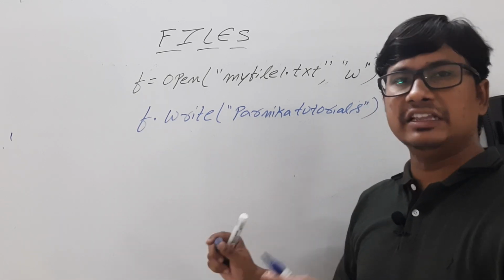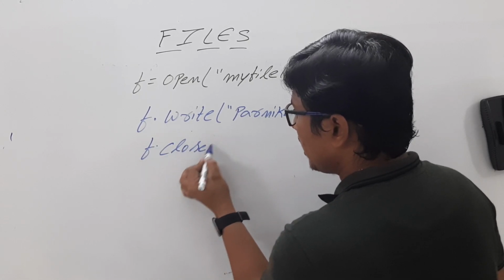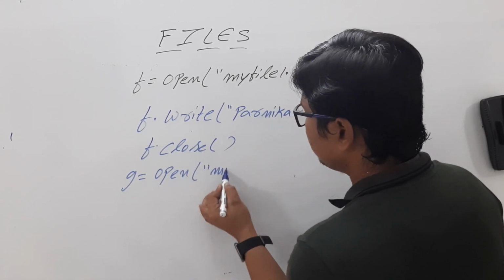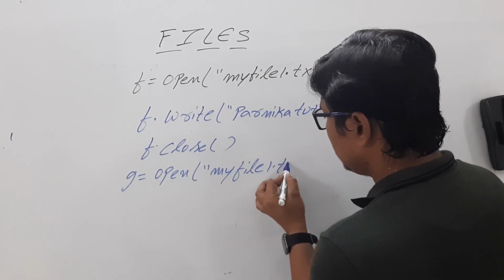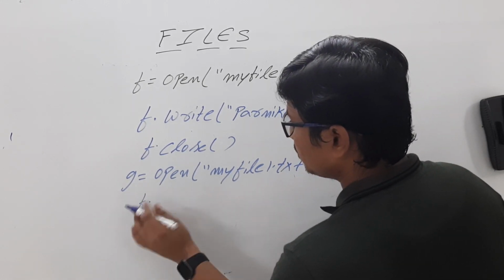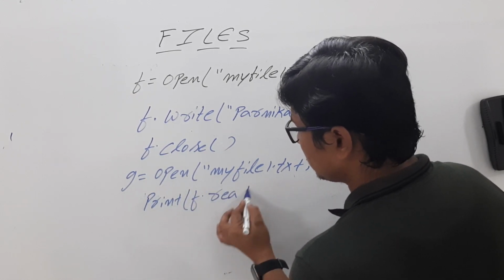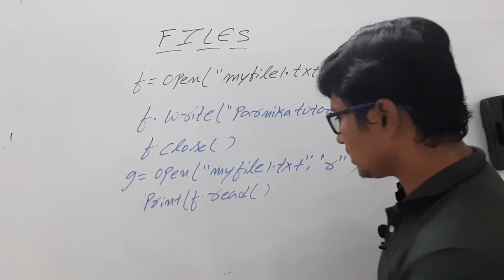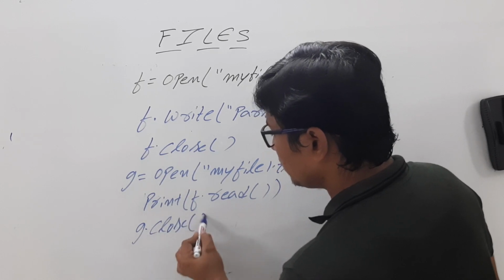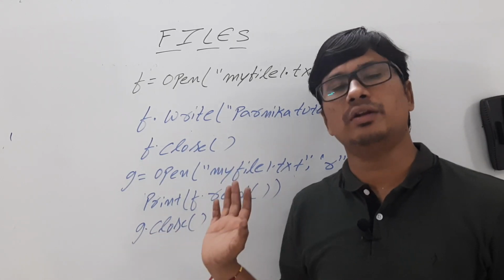If you want to read this information and display it to the user, then first you need to close the file, and then again open the file in the read mode. Okay, myfile1.txt, and then open the file in the read mode. Then you have to print whatever information is there in the file called myfile1.txt. Like this you have to do, and again you need to close the file. This is the way you verify whether the information you have written has been stored or not.